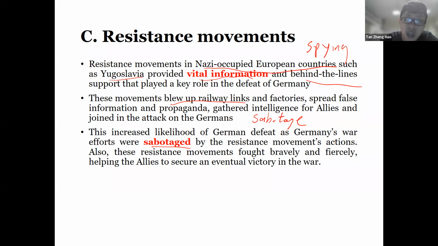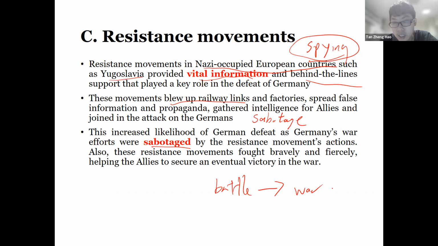You can also say spying led to Germany's defeat because it helped the Allies make the best strategies on how to defeat Germany. It helped the Soviet Union make the best strategies on how to defeat Germany. This increases the chance of winning the battle, and increases the chance of winning the war. So again, explain how they win battles, and how they will win the war, and eventually they defeat Germany. This is usually how I like to explain it: how the factor affected the battles, and then how it affects the war.